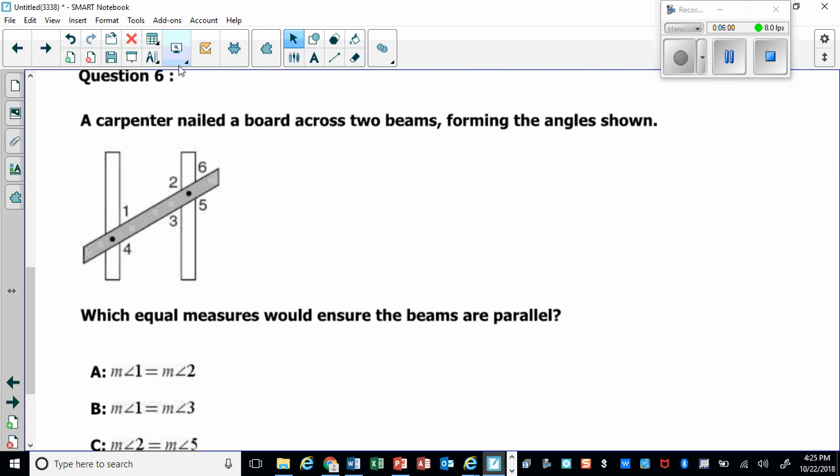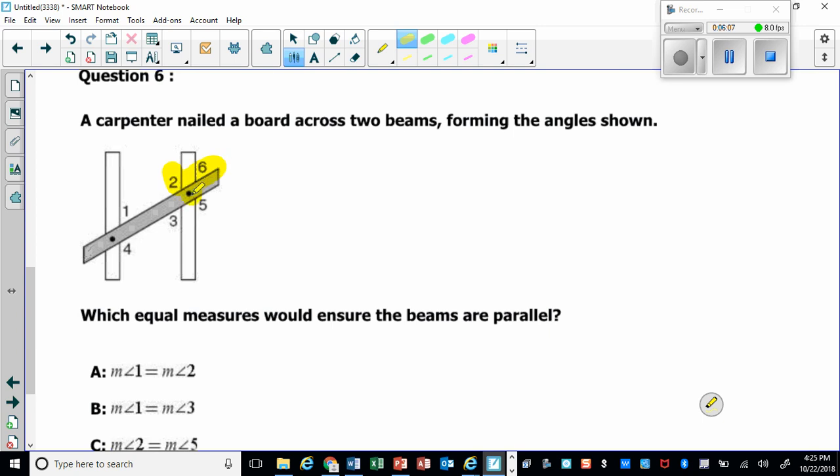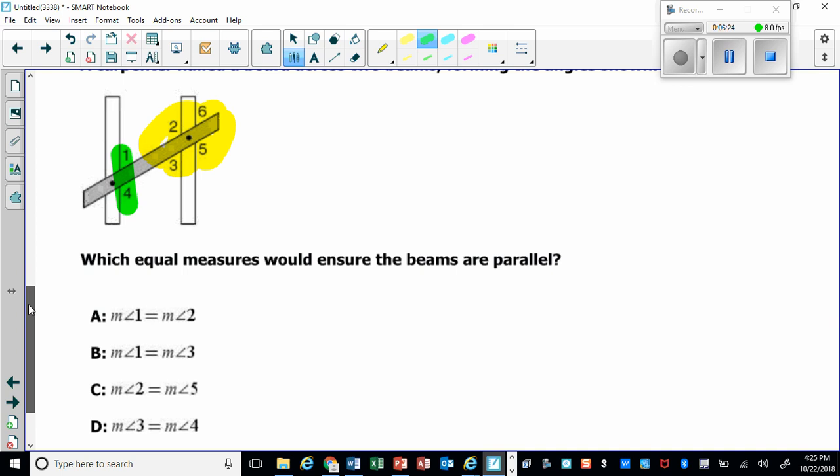Yeah. All right, 6. A carpenter nailed the board across the 2 beams, and again, which 2 are you going to pick? You have to remember, when they ask you questions like this, you have to look at the top and the bottom. So this part, like the yellow one, you have to pick one angle from this side, and then you have to pick another one from the green side, which is from here. So anything that has 1 and 2, 1 and 3, 2 and 5, so 2 and 5 would not work, right? Because they are on both sides. So I can cross 2 and 5, definitely is not going to be the answer. So maybe I should use a pen to get rid of it.